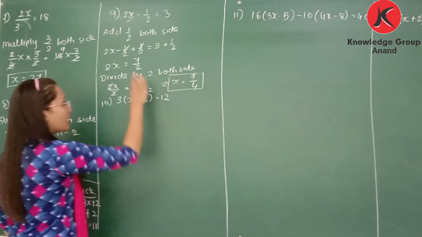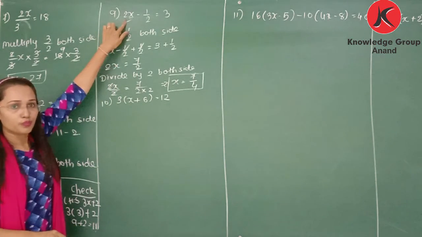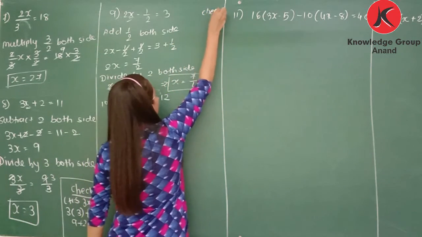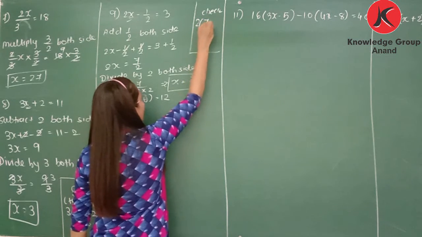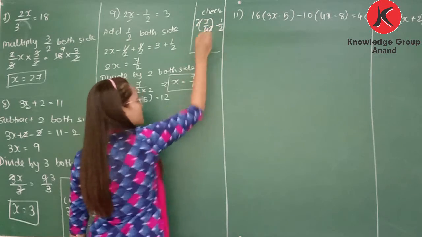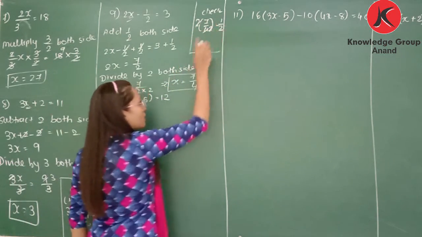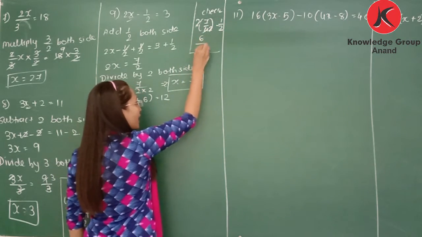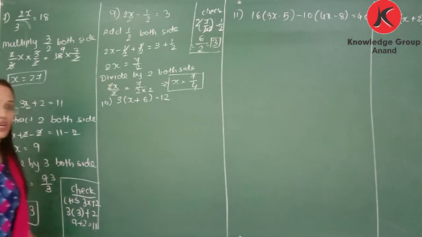You can also check your answer by writing x is equal to 7 by 4 here. If we write here 7 by 4, 7 by 4 minus 1 by 2. So here we can cancel this. 2 2s are 4. Now we have 7 by 2 minus 1 by 2. Denominator is same. So 7 minus 1 is 6 by 2. That is what? 3. So we get our right answer.